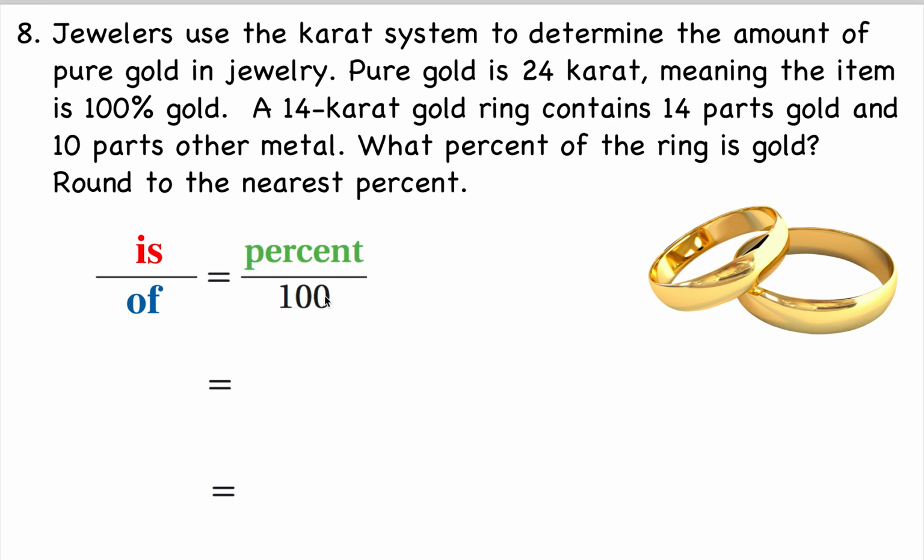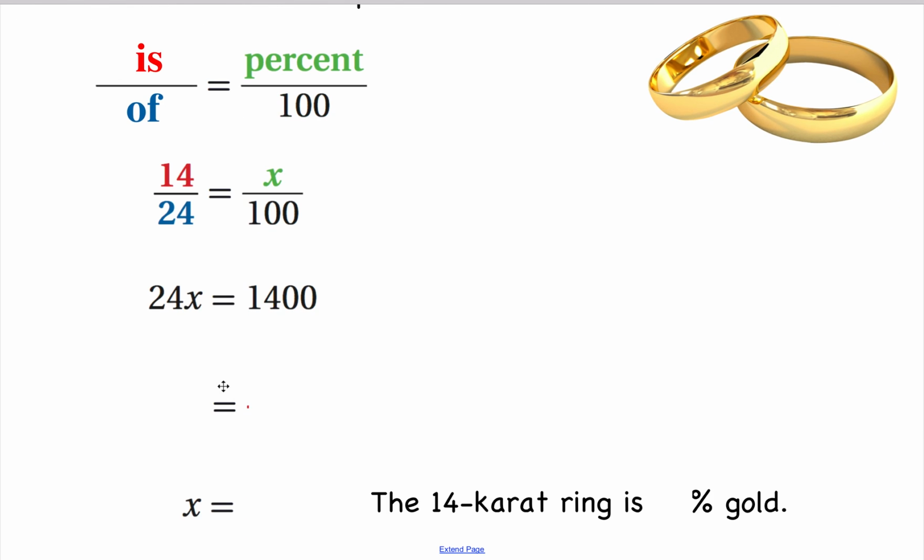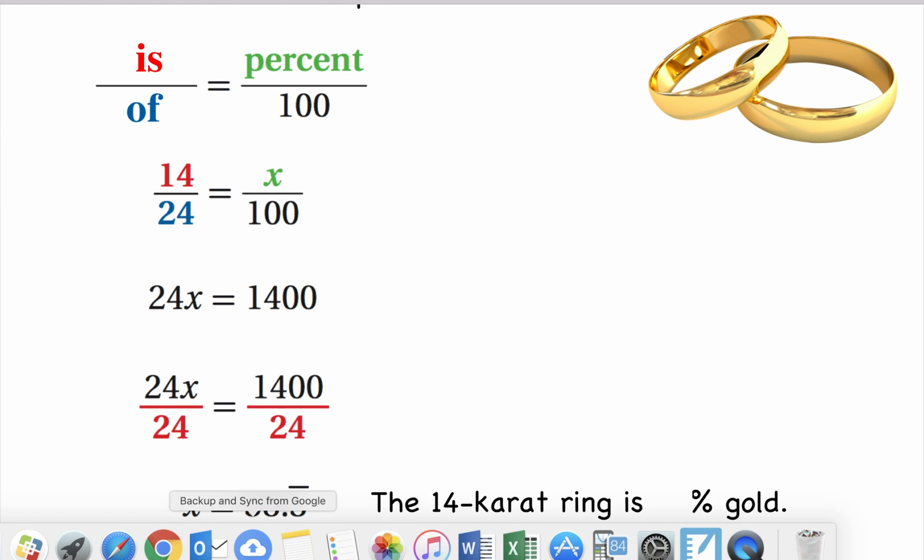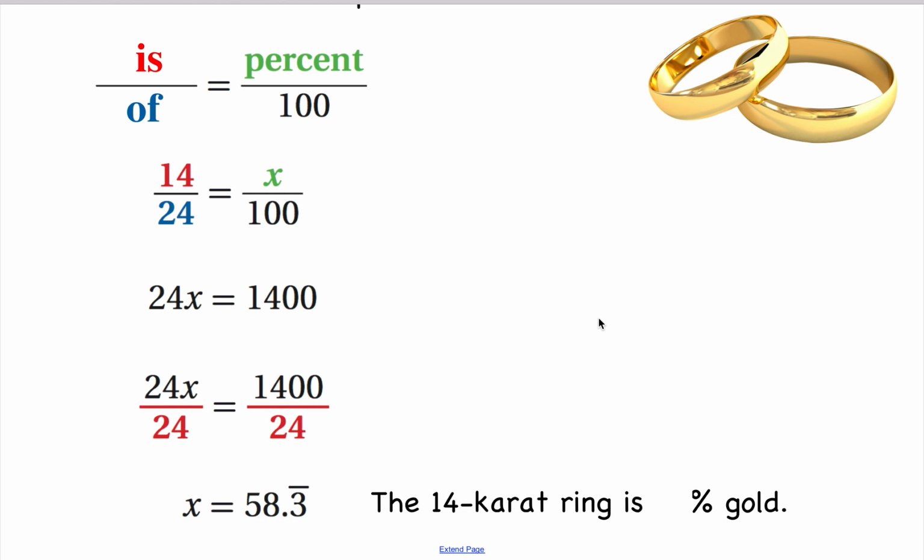So if we know it's 100%, we can use the "of" part being 24 carats, and we want to find the percent for a 14 karat. So we can do 14 over 24 is equal to x over 100, and then cross multiply, and we get 14 times 100, which is 1400, is equal to 24x. Then dividing both sides by 24, we end up with x being 58.3 repeating. So rounded to the nearest percent, since this is less than 0.5, we'll just drop that and say it's about 58% gold.